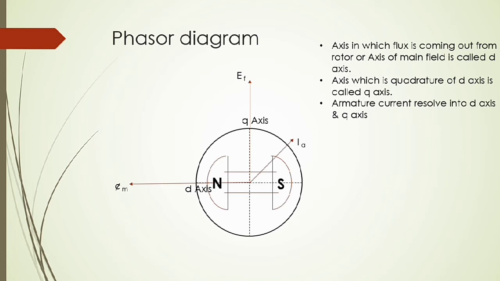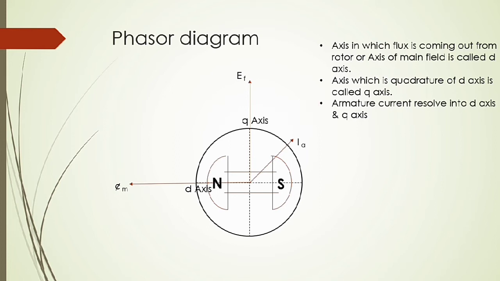Okay, next one is armature current. If we talk about it here, this one is called the d axis, this one is called the q axis, and now we talk about the armature current. This one is called the armature current. Here we assume that the armature current is lagging type, and there is an internal angle between Ef and Ia, that is represented by psi. So here the armature current is resolved into the d axis and q axis.